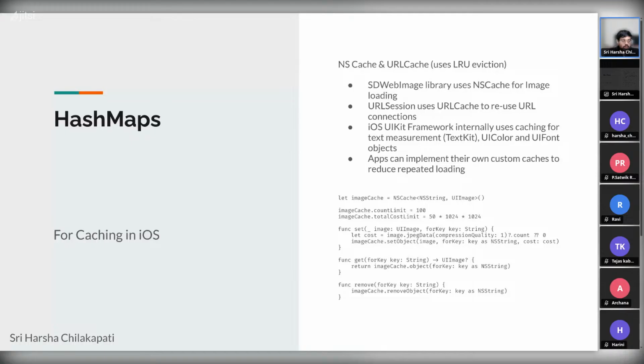Now, what happens in iOS? In iOS, there is a class called NSCache, and there is another called URLCache. Both of them use an LRU eviction algorithm, which is a greedy algorithm. Now, there is a library called SDWebImage. It is used for loading remote images into web views. It internally uses NSCache for image loading. Then there is URLSession, which uses URLCache to reuse the connections.